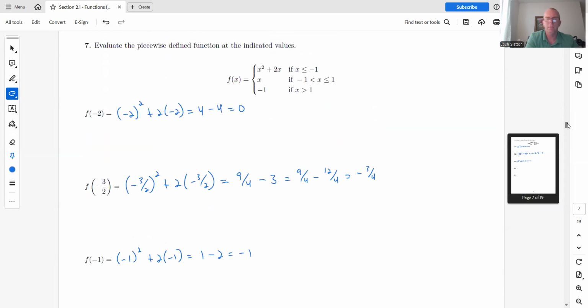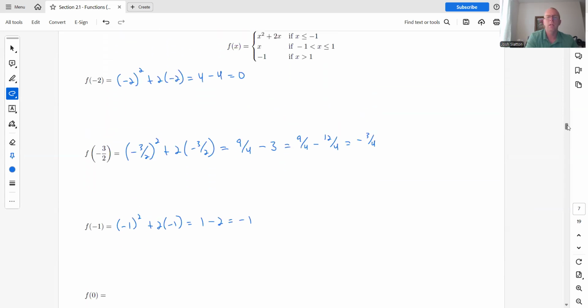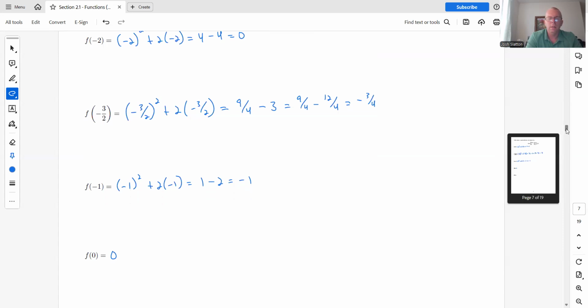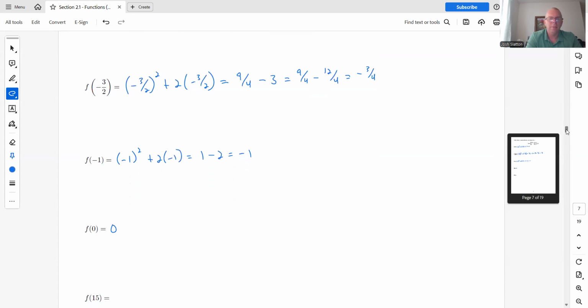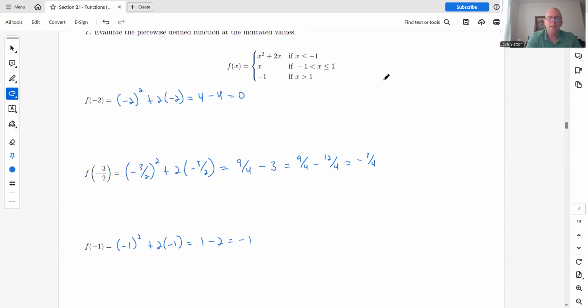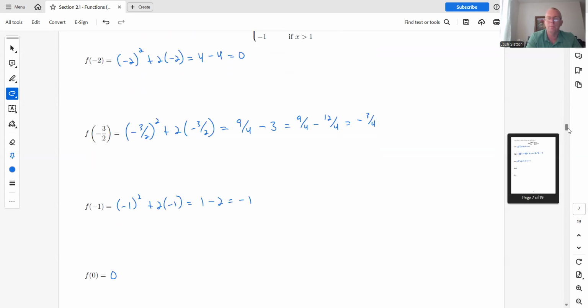F of 0. So let's go back up. So 0 is between negative 1 and 1. So we're going to let f of x equal x. So f of 0 is just going to be 0. Then we have f of 15. So 15 is greater than 1. So f of 15 is negative 1.